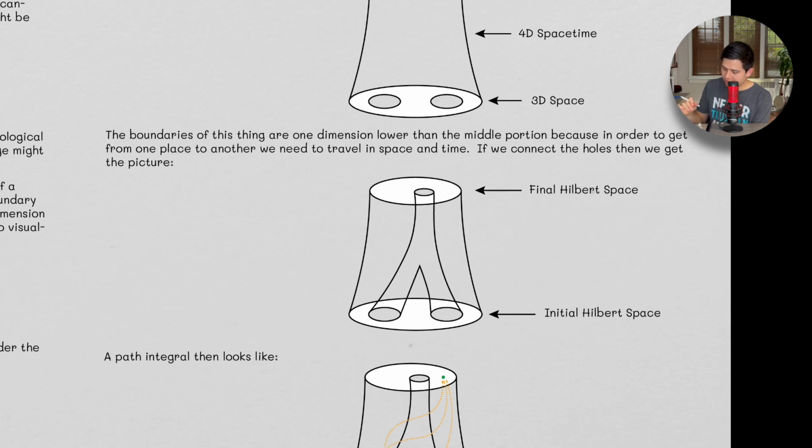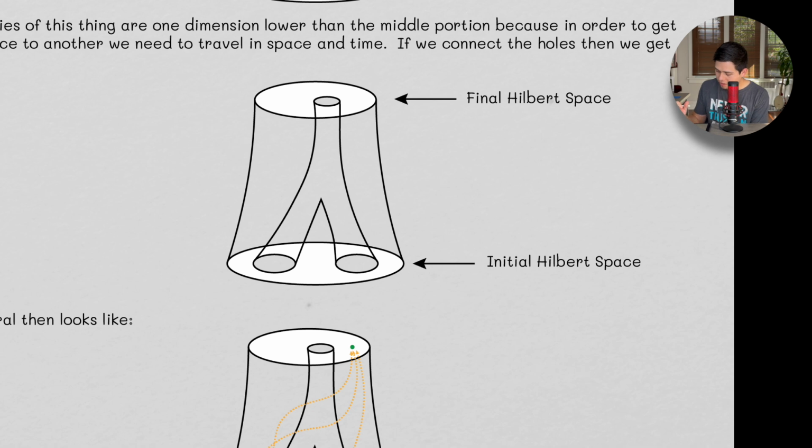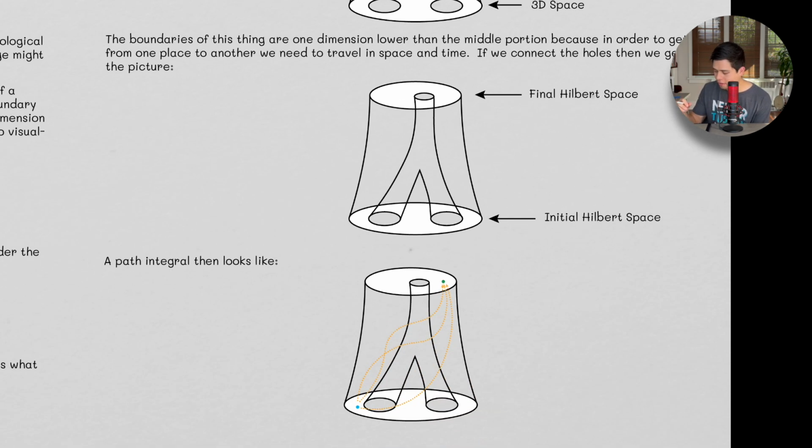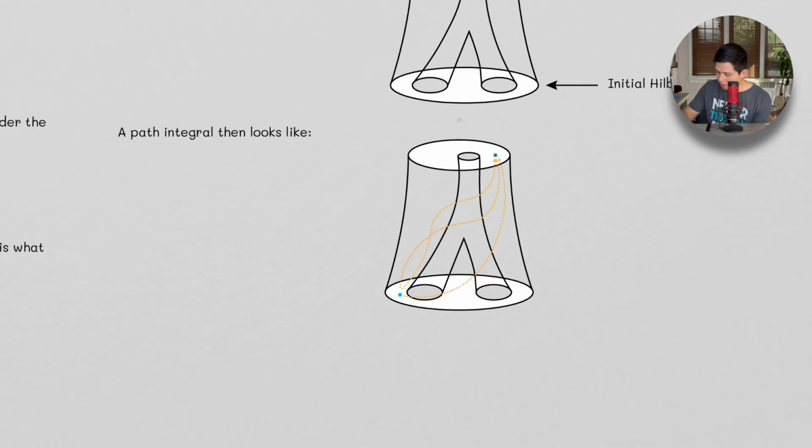The boundaries of this thing are 1 dimension lower than the middle portion, because in order to get from one place to another, we need to travel in space and time. So if we connect the holes, then our picture looks something like this, where we have a final Hilbert space and an initial Hilbert space. We'll talk about Hilbert spaces later, but in short, Hilbert spaces are ways that we can construct states, okay? Or it's this sort of abstract notion of a vector space that enables us to describe states, okay? So a path integral then might look like the following, right?